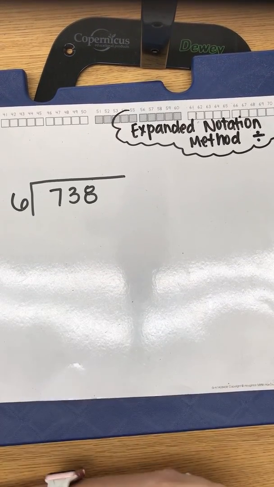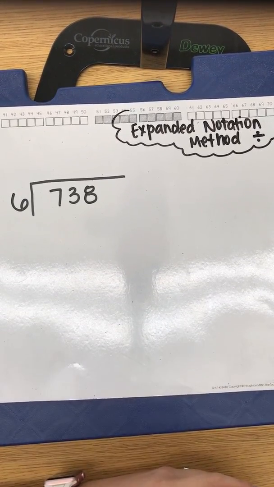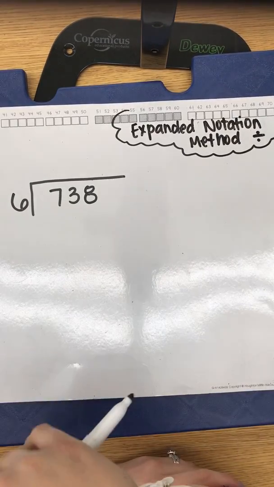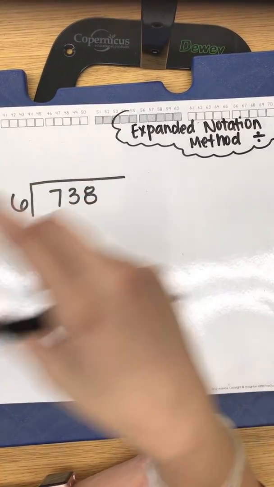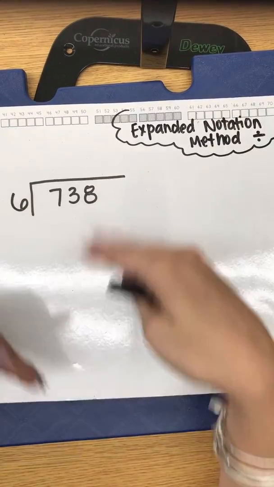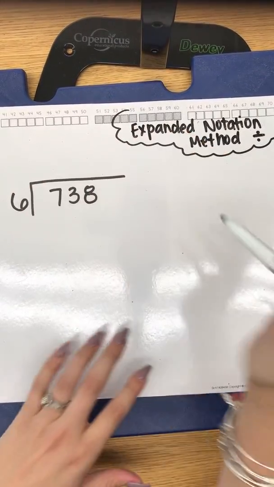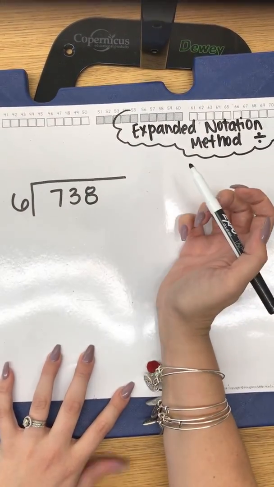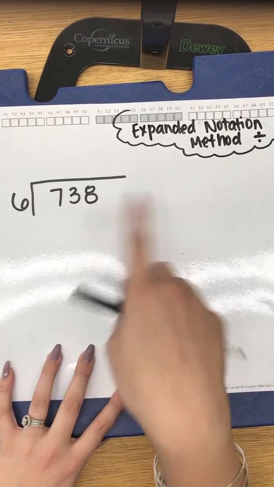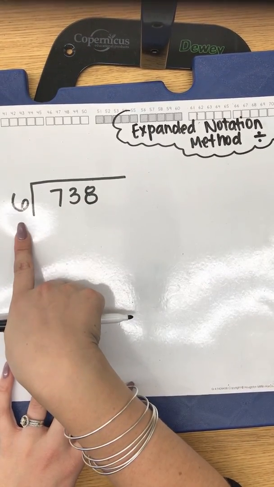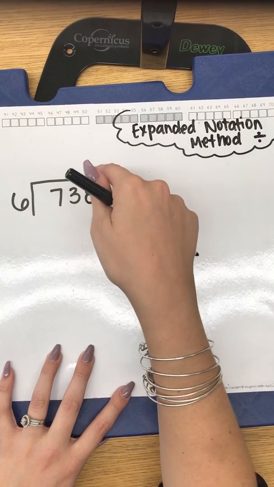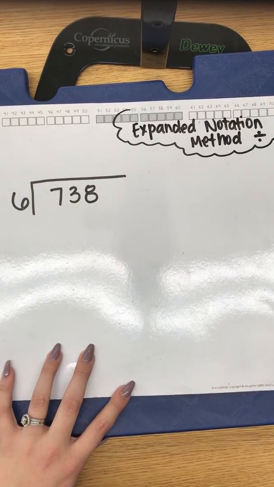So we learned the place value sections method yesterday using the box. This one is very similar to that one, but instead of actually using the box, we're going to expand on more of this house method. So I'm going to start with my hundreds place first, just like if I was doing my area model. And I'm going to try and figure out 6 times how many hundreds is going to get me as close to 738 without going over.